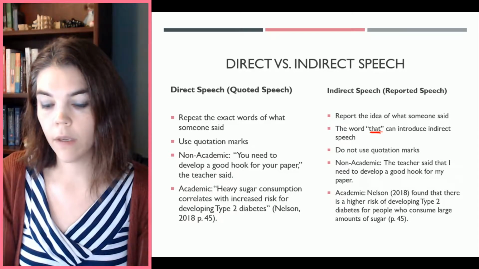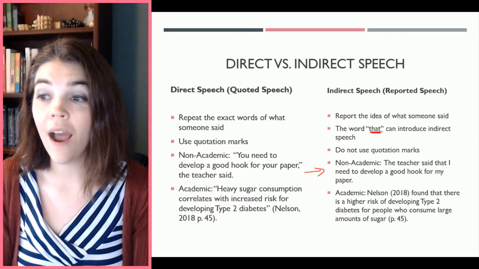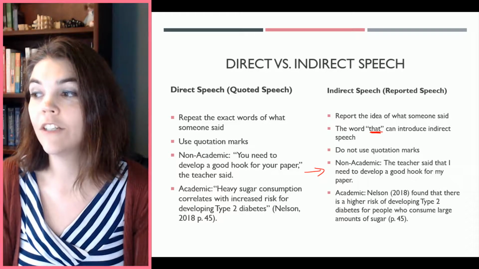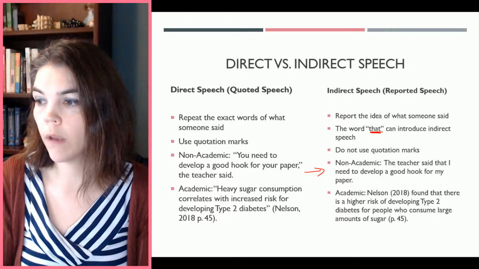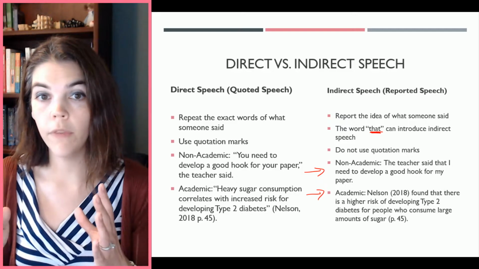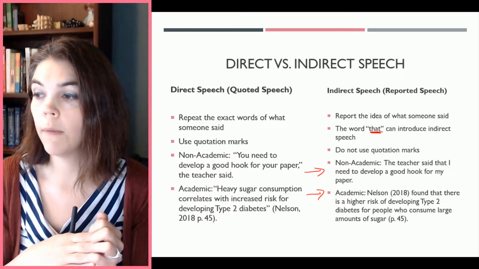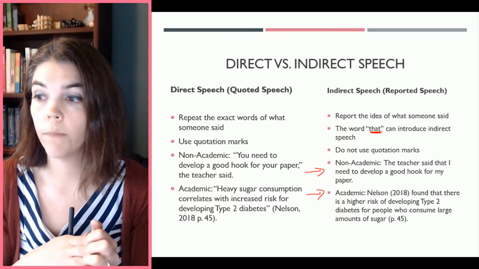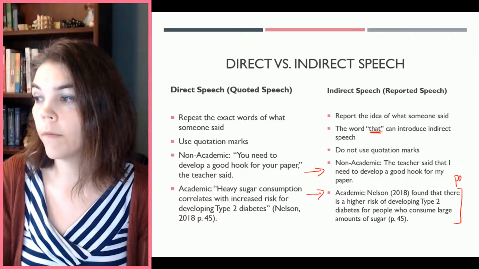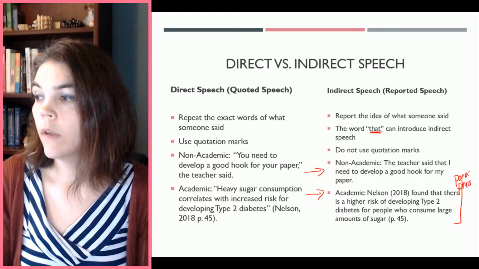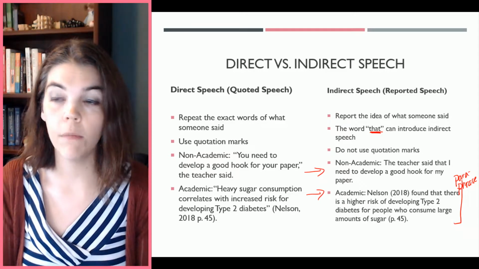So a non-academic, my example, when I turn it into indirect speech: the teacher said that I need to develop a good hook for my paper. Okay. My academic example, when it becomes indirect speech, I start with Nelson, I have the year, found that there is a higher risk of developing type 2 diabetes for people who consume large amounts of sugar. And here I'm pointing out that I'm using a paraphrase here. This is a paraphrase. So I want to show you that it's possible to also have a paraphrase after a reporting verb and that. Okay.